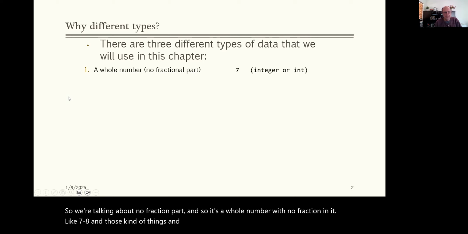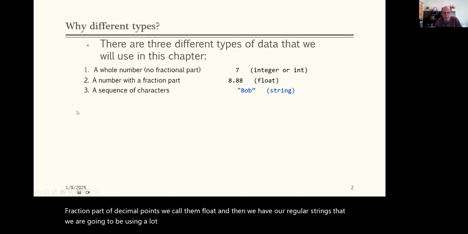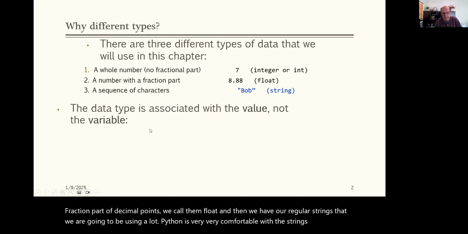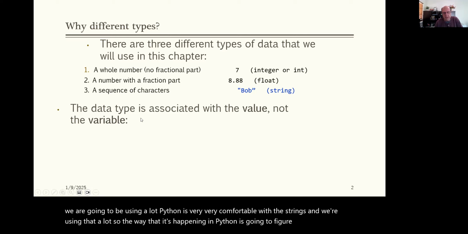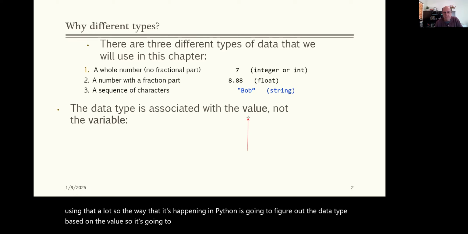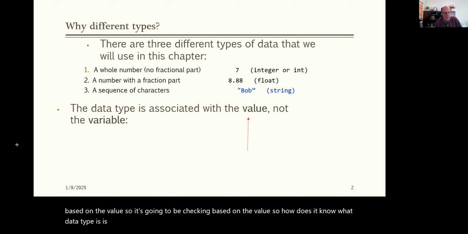Then we have numbers that have a fraction part or decimal points. We call them floats. And then we have our regular strings that we are going to be using a lot. Python is very comfortable with strings. Python is going to figure out the data type based on the value. So how does it know what the data type is? It's based on the value, not the variable name.